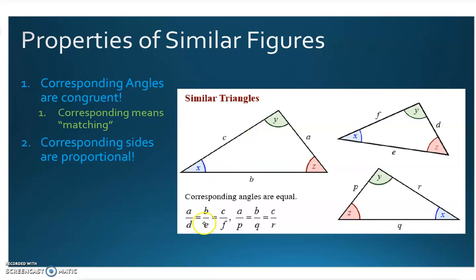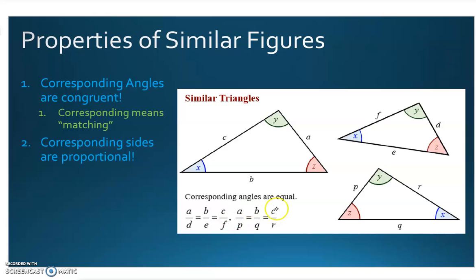So that's what these proportions are essentially saying here. Side A corresponds to side D, so A and D, B to E, so B over E, and C to F. That's what this first proportion says. And they're all equal in proportion to one another.